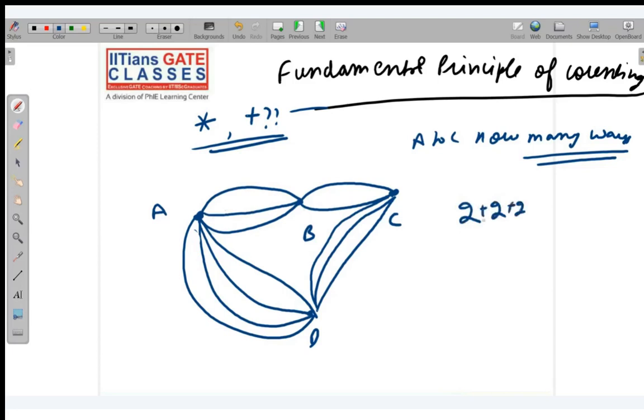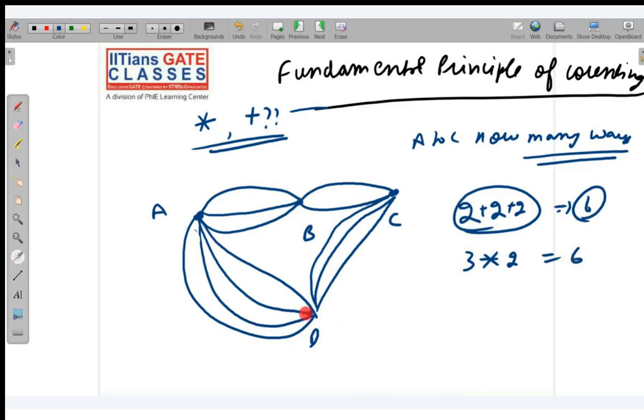So 2 plus 2 plus 2, in total how many ways are there? 6 ways. I think it's really very simple. 1, then 2 ways, then 2 ways, then 2 ways. So total 6 ways. So how can I write 6 directly? I will write it like this. There are 3 ways, there are 2 ways. So 3 multiplied by 2, that is 6. That's why I have done multiplication here.